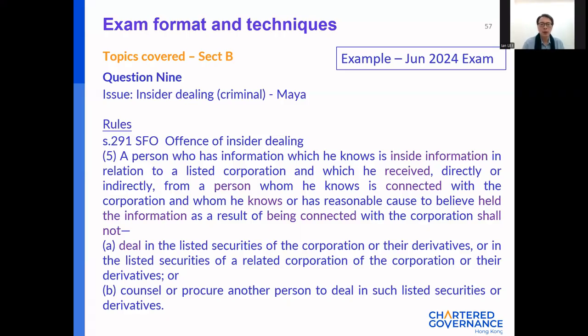So a person who has information, so it's a person, not a connected person, okay? Which he knows is inside information, which he received from a person whom he knows is connected with a corporation, whom he knows or believes held information as a result of being connected, shall not deal in the listed securities.